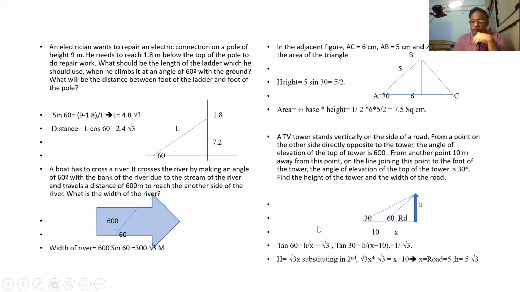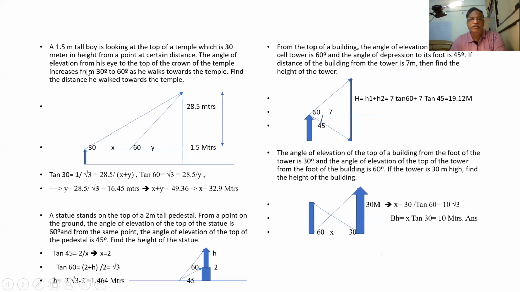So we will do some more problems on this. Let us see, a 1.5 meter tall boy is looking at the top of a temple which is 30 meter in height. If the boy's height is taken as 1.5, what is left over is 28.5 from this point. The angle of elevation from his eye to the top of the temple is 30 degrees, and as he walks towards the temple it becomes 60 degrees. Find the distance he walked towards the temple.